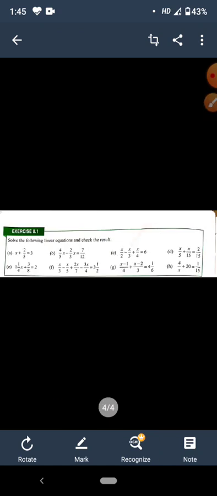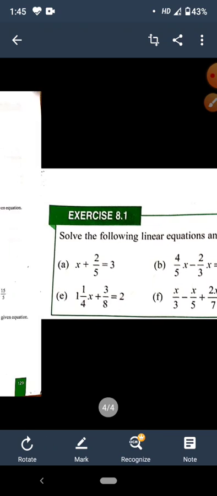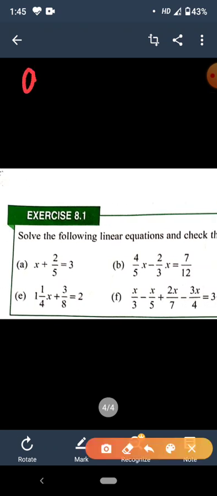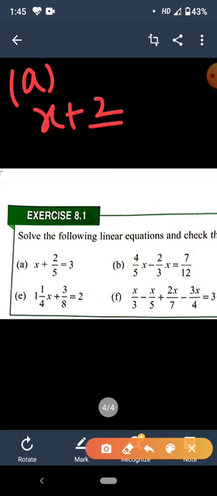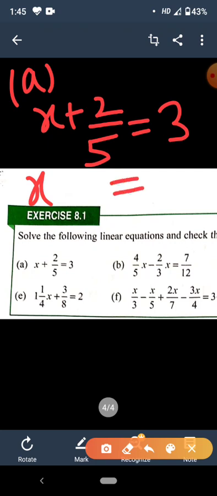So let us start the exercise questions. First, solve the linear equations and check the result. Firstly you solve and then check. So here is the question: x plus 2 by 5 is equal to 3. So what is the task? You just change the position.